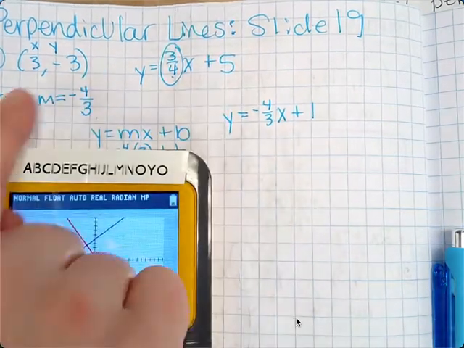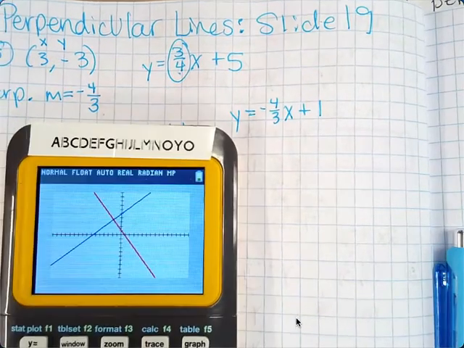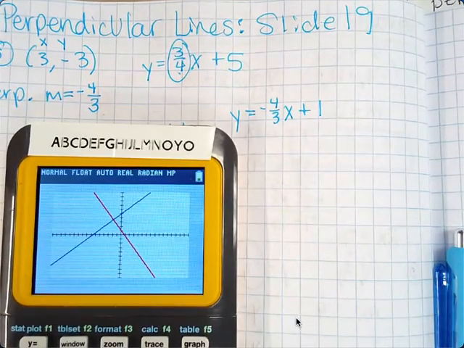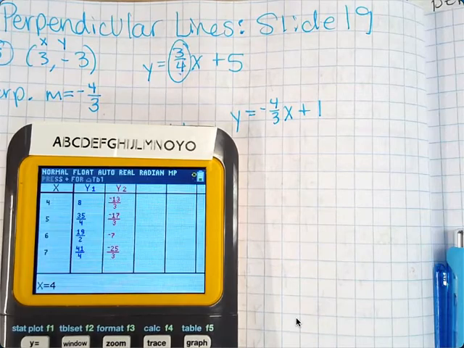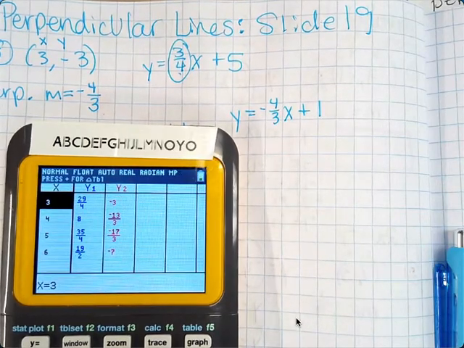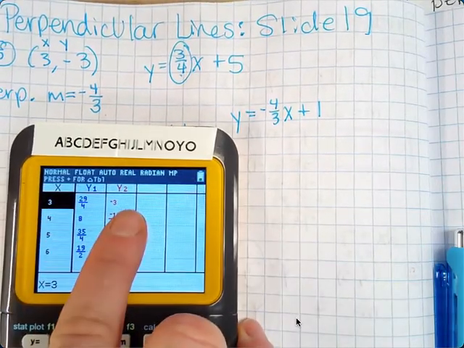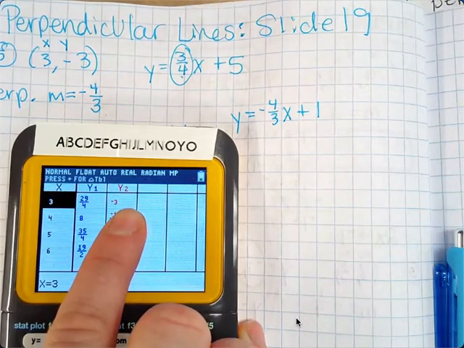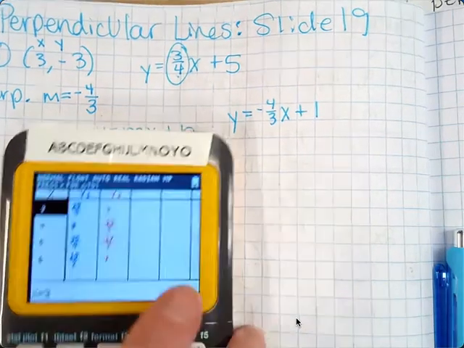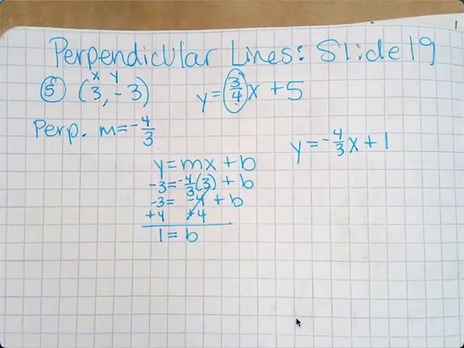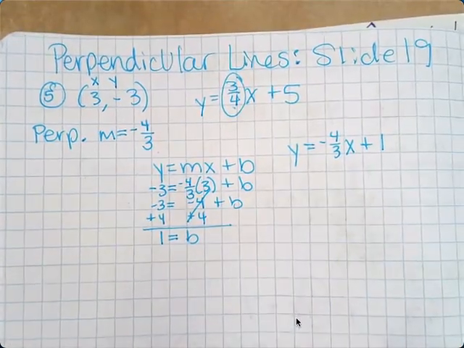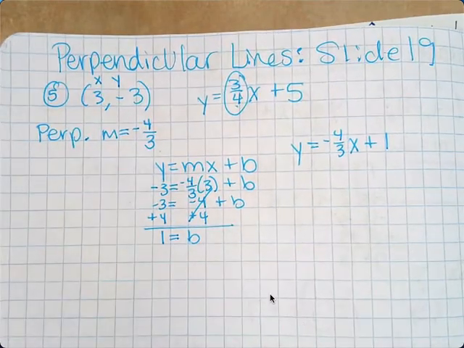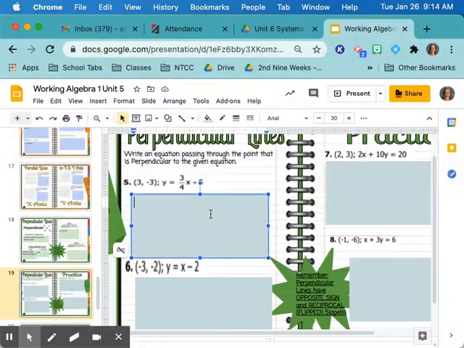And then our next thing would be to check 3 and negative 3. So we go to our table. We want to go to 3 and make sure that the second one has negative 3 matched with it. Okay, so let's put that on here. y equals negative 4/3 x plus 1.